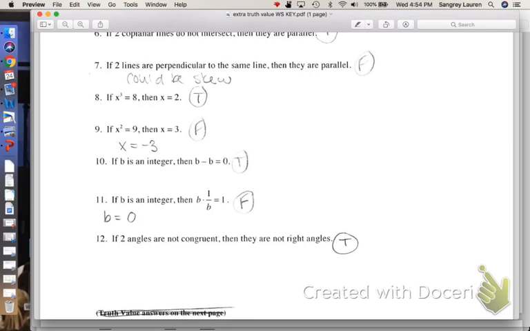Here is the rest of your answer key. So again, if you need to look at that any further, it will be on Moodle.